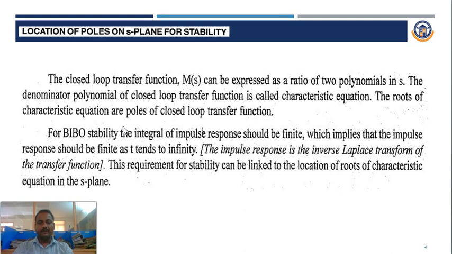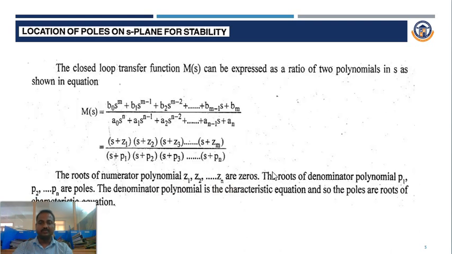For bounded input, bounded output stability, the integral of the impulse response should be finite, which implies that the impulse response should be finite as t tends to infinity. The impulse response is the inverse Laplace transform of the transfer function. This requirement for stability can be linked to the location of the roots of the characteristic equation in the S-plane.